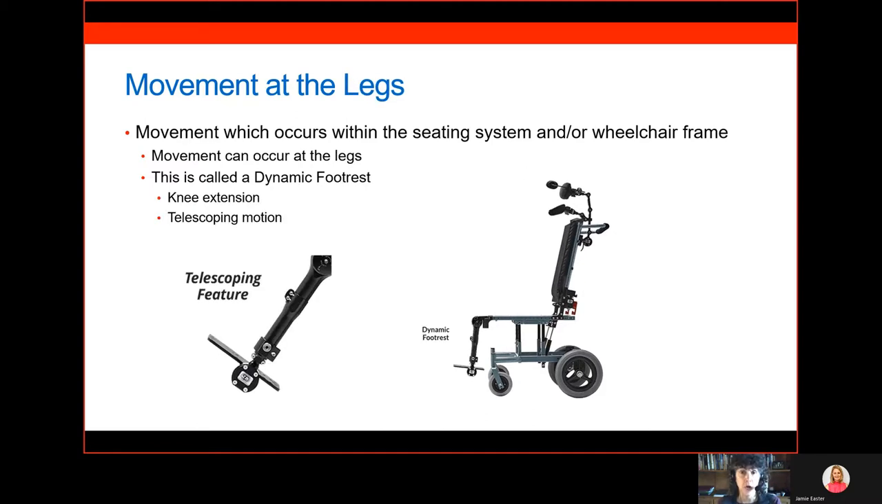Dynamic seating can also provide movement at the legs. And this movement may be into knee extension, like we see here on the right side. It could be a telescoping downward motion. And these are called dynamic footrests.